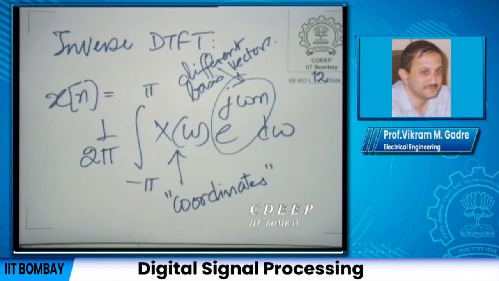Now, let us get this idea clear. What we are saying is that for different values of omega over any contiguous interval of 2 pi, each omega gives you a different so called, I mean, you can call it a perpendicular direction. I do not know whether it is a correct thing to do, but you can call it a perpendicular direction.